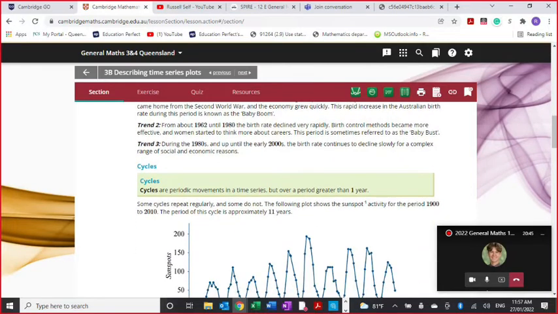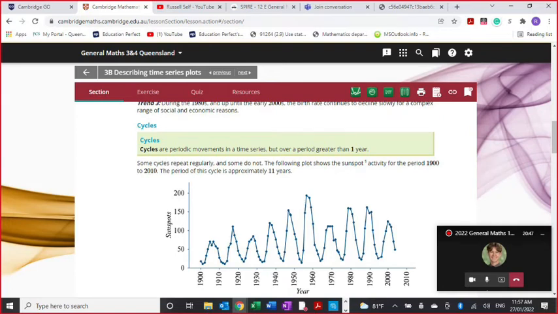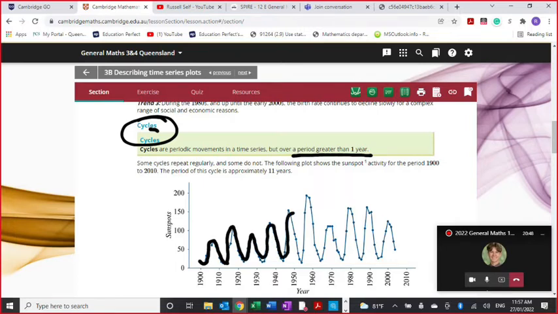All right, the next one we want to talk about is the idea of what's called a cycle. Now, a cycle is just periodic movements, but over a period greater than 1 year. So make sure you remember it. We're still talking about greater than a year. So if you see what's happening here, it goes up, then it goes down, it goes up, then it goes down, goes up, then goes down, etc. Right? And over more than just 1 year, and you'll see why 1 year is important.